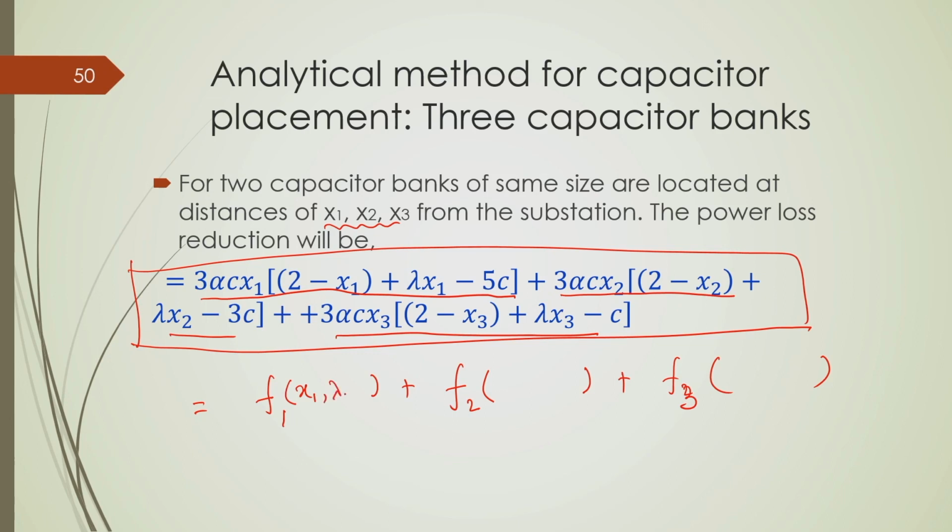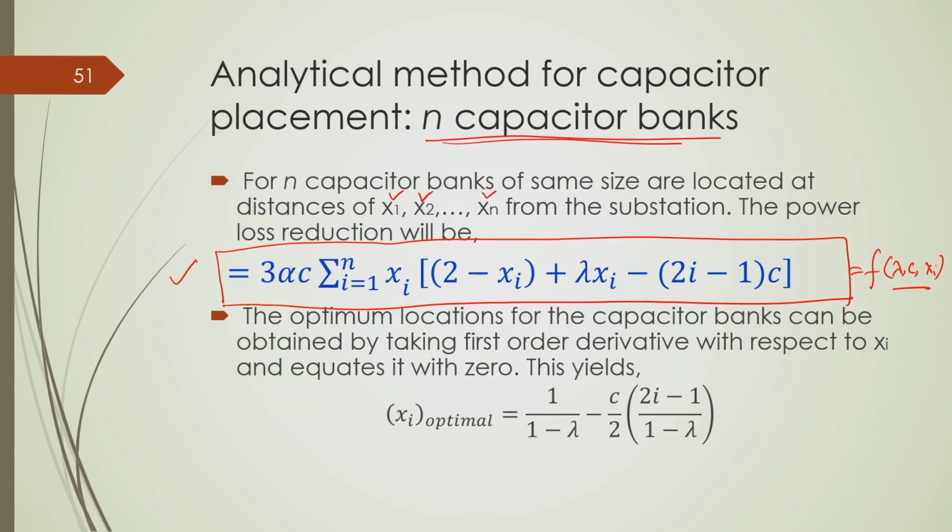Apart from that, it is as usual a function of lambda and c. Similarly, this component is only a function of x2, apart from lambda and c, and this component is a function of x3 apart from lambda and c. So we can easily determine what x optimal should be by differentiating this expression with respect to x1 and equating to 0. So, we get this as the value of x1 optimal.